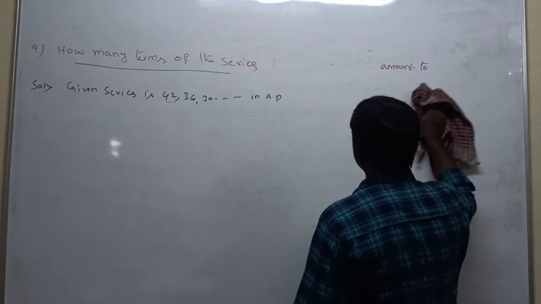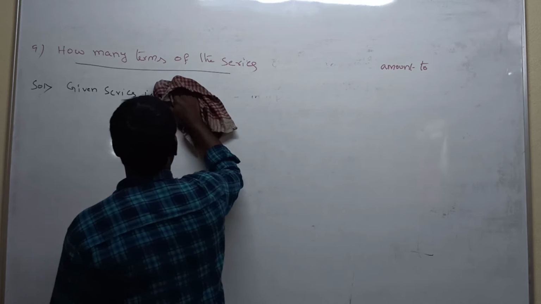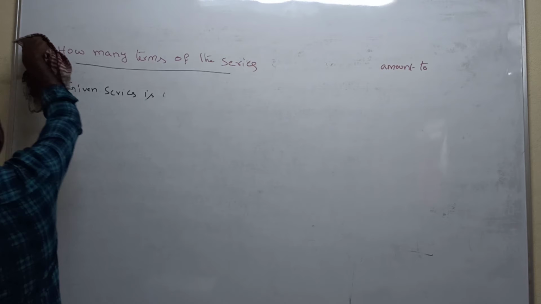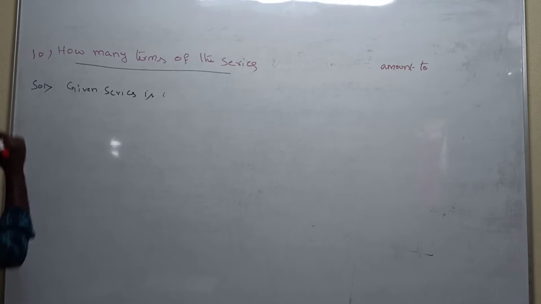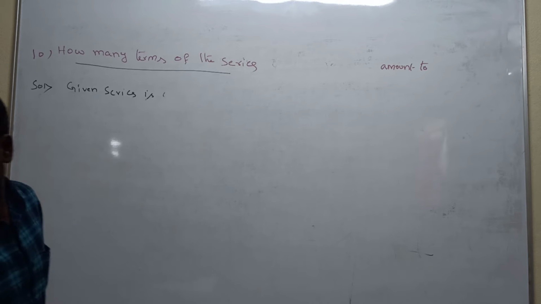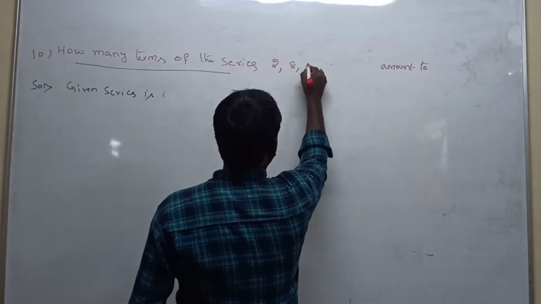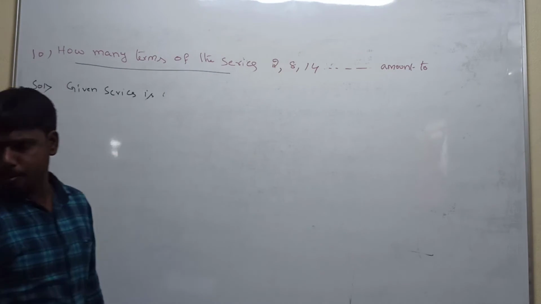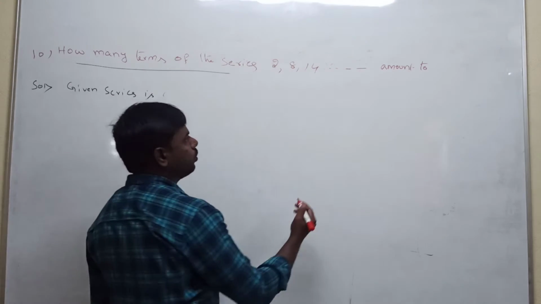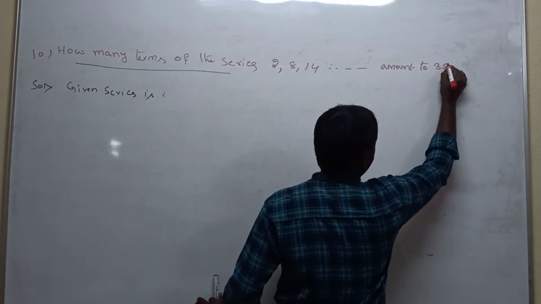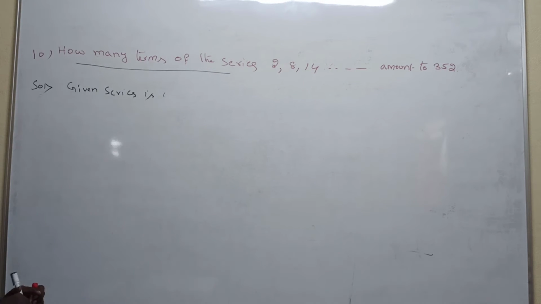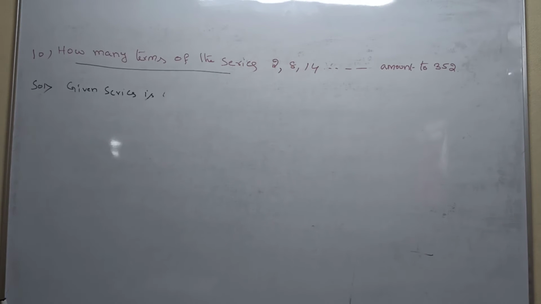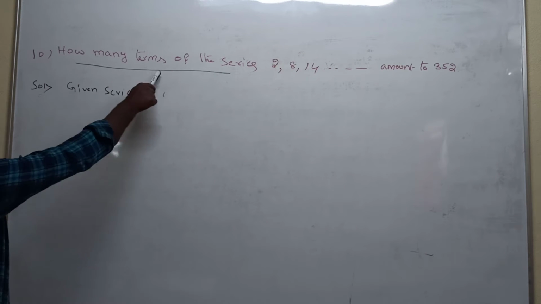Next question. So don't get confused. The sum may be given, or the amount will be given; take it as the Sn value. Next one is the 10th question. How many terms of the series 2, 8, 14, and so on amount to 352? What is the total sum amount they are given? 352 means the sum of n terms they are given. We need to find the n value.